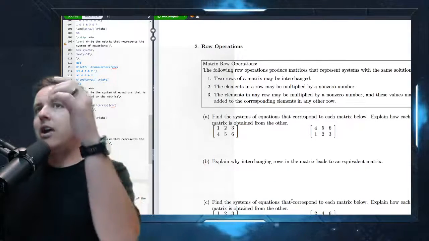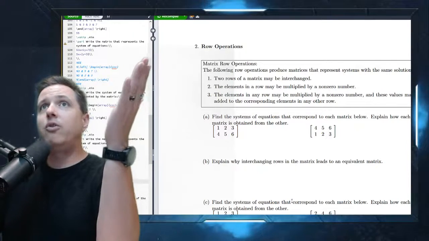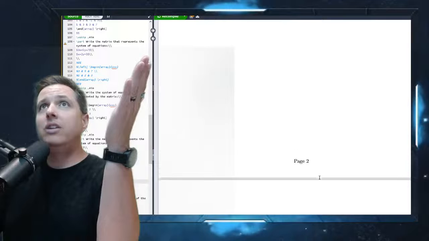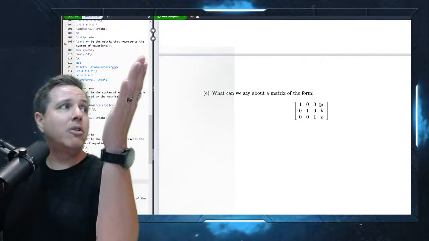So how do we do that? How do we get from a matrix which is unsolved, which has lots of coefficients to it, to the point where it looks like this, where it's got the 1s on the diagonal, the zeros, and then our solutions?